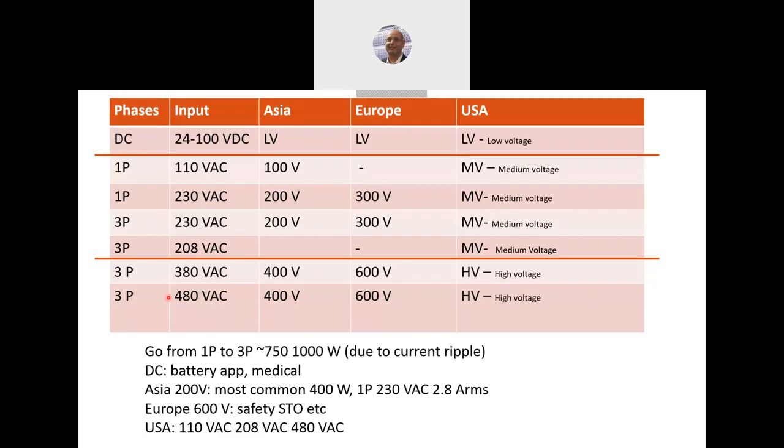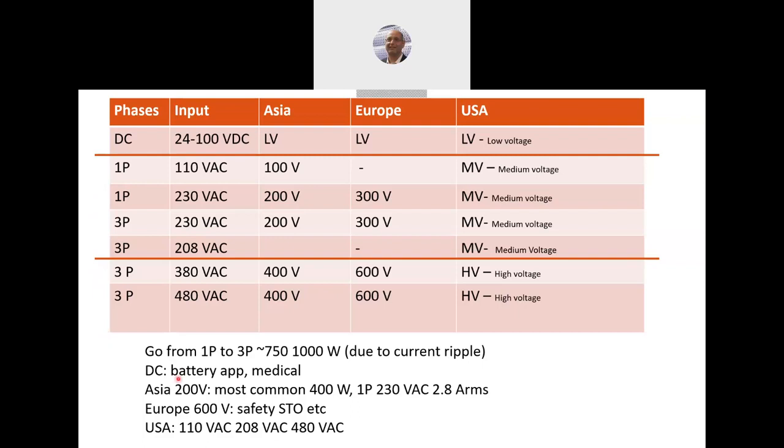So don't forget that your design should be good also for 480. In Asia, they call this family 400 volt. In Germany, they call it 600 because the V-bus is 600. So if a German tells you a 300 drive, you mean this group. If somebody from Asia tells you a 400 volt drive, he means this group.